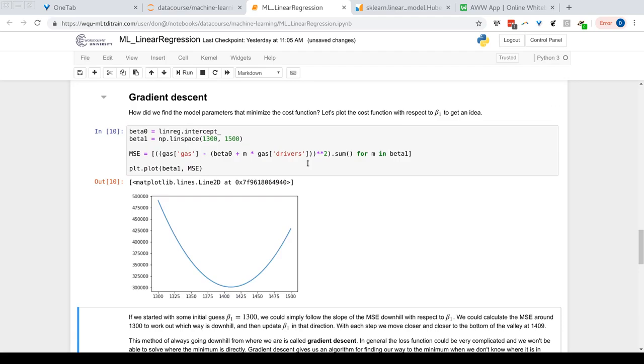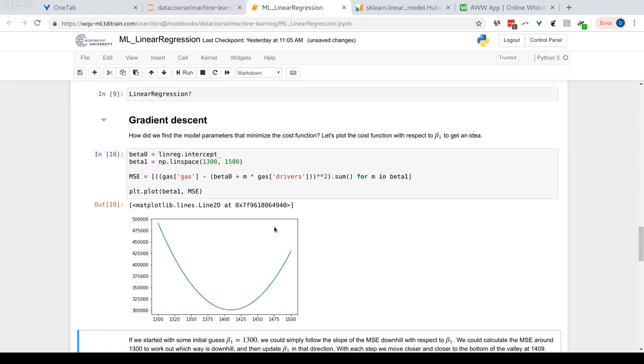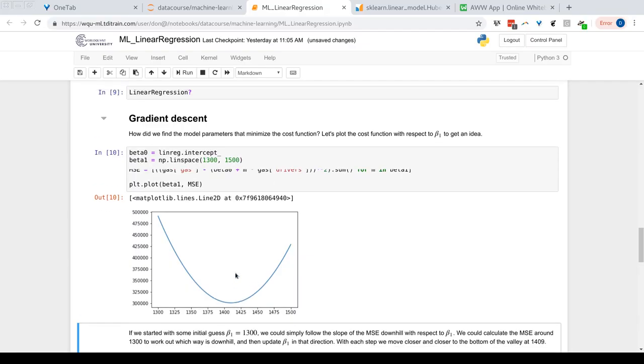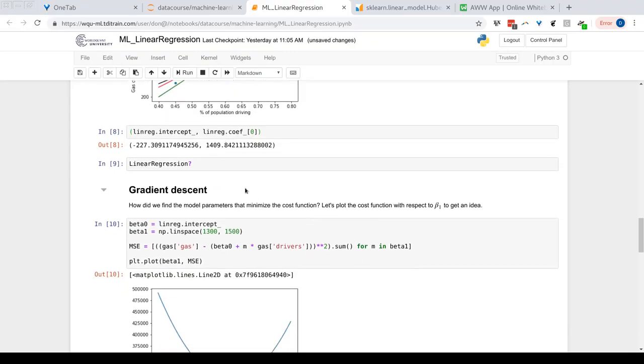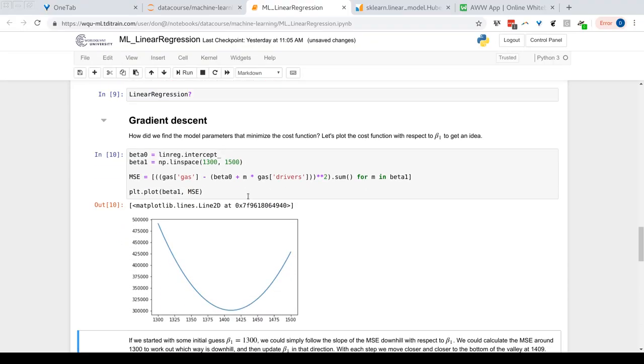And note, we kept beta naught constant, but we could have also modified it. If we had modified it, we would have generated a two-dimensional space as opposed to a one-dimensional space. So we have the error metric on the y-axis, the value of the slope on the x-axis. And we see here that the lowest value occurs right about there. It looks to be anywhere from, let's say, greater than 1400 and less than 1430. So we look at the true answer, it says 1410. So this matches up with what we saw before.